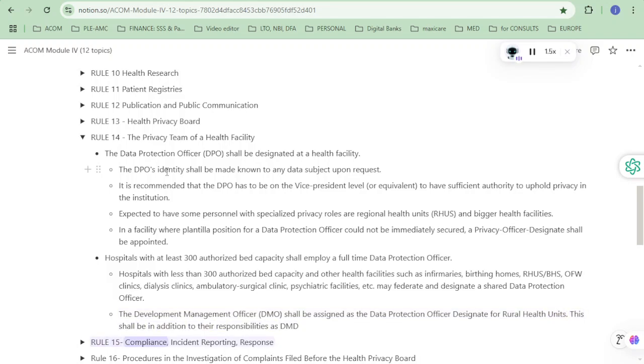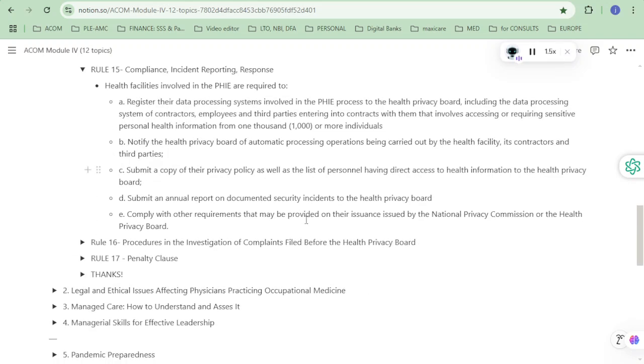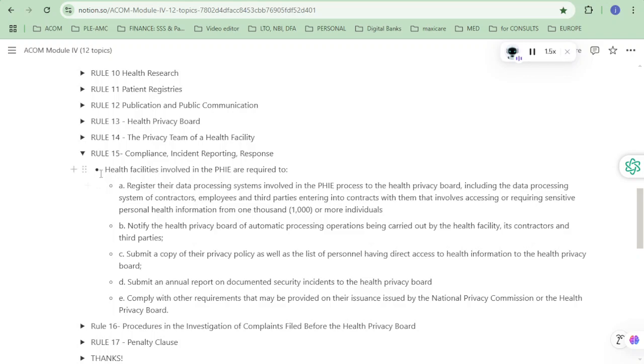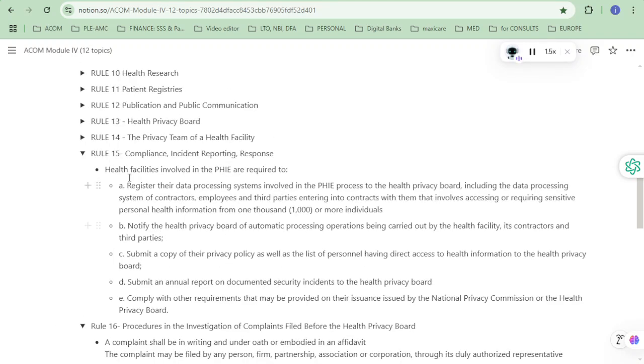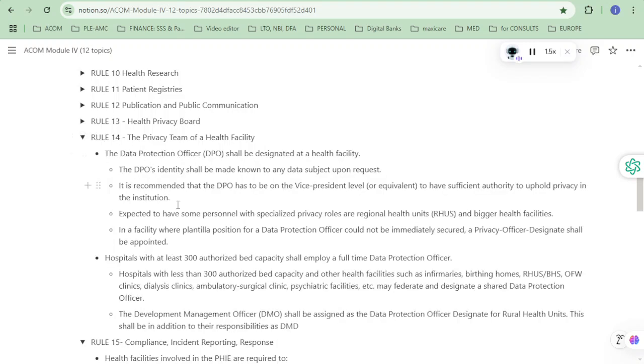Rule 15, Compliance, Incident Reporting, Response. Health facilities involved in the PHIE are required to: A. Register their data processing systems involved in the PHIE process to the Health Privacy Board, including the data processing systems of contractors, employees, and third parties entering into contracts with them that involve accessing or requiring sensitive personal health information from 1,000 or more individuals.